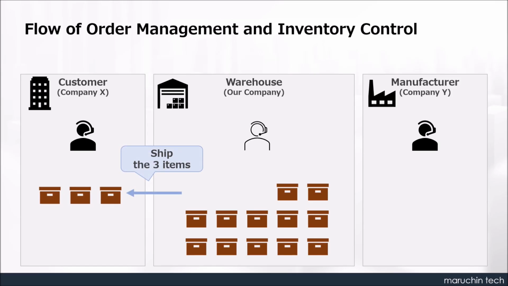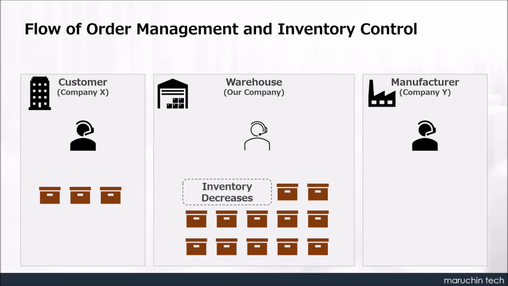I am simplifying the explanation here, but strictly speaking, we must consider lead time due to the physical distance from the warehouse to Company X. Also, processes like inspection and acceptance are performed before information is transmitted from Company X's system to our system to record the sale. When the goods are shipped, inventory decreases by 3 at this point. We register this decrease in the system and reduce the logical inventory.